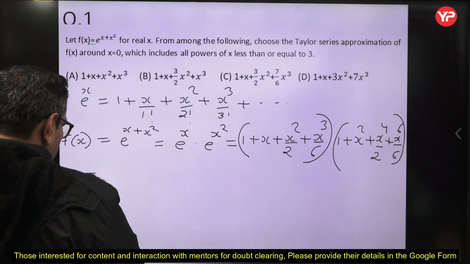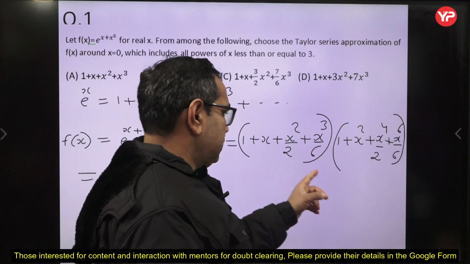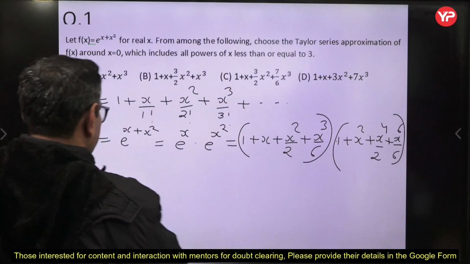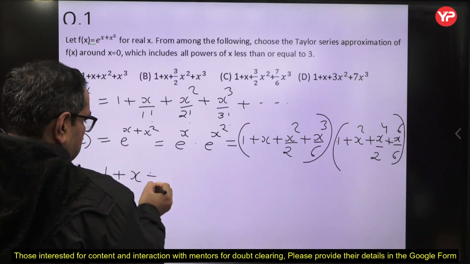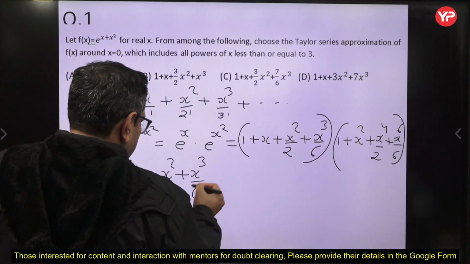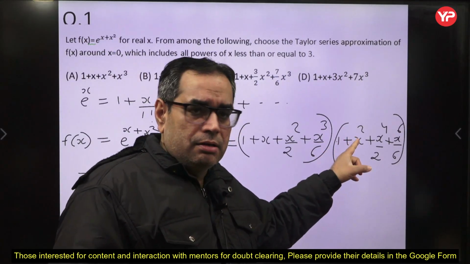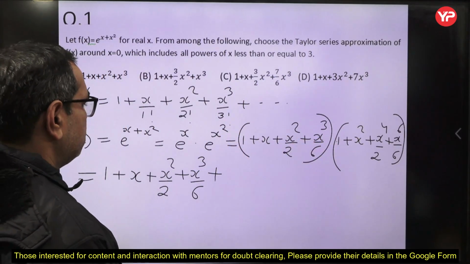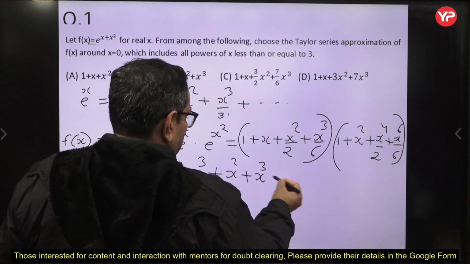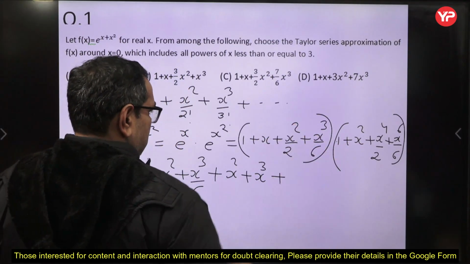Now if we multiply this 1 with these terms, we get 1 plus x square upon 2 plus x cube upon 6. We need these terms. Now if we multiply this x square with the terms inside, we get x square plus x cube, and the next becomes x to the power 4, so no need to write it. Leave other terms.